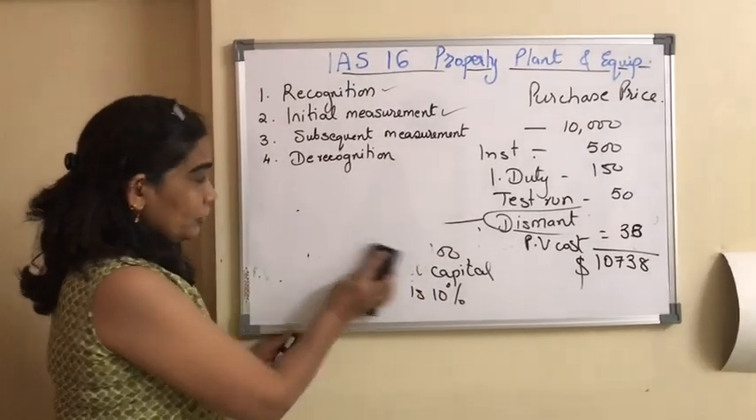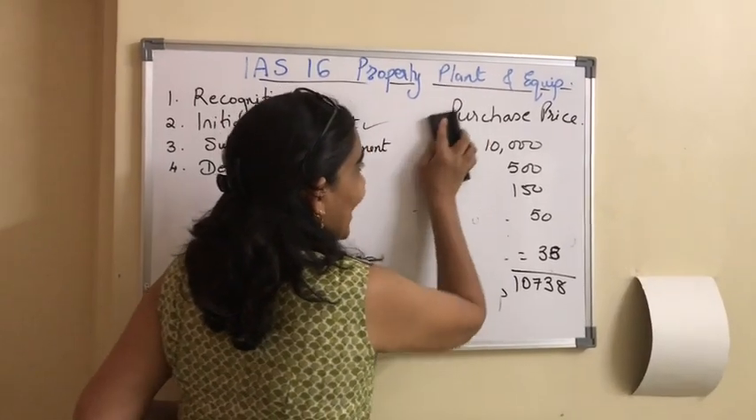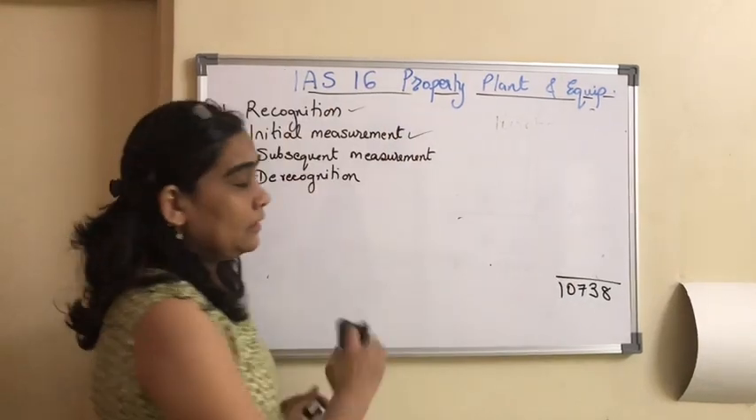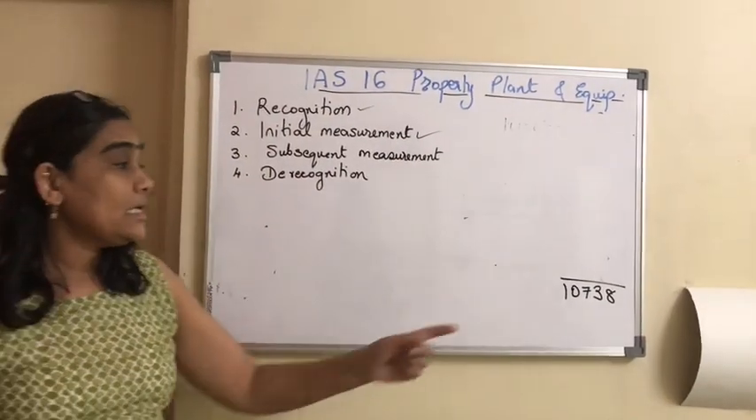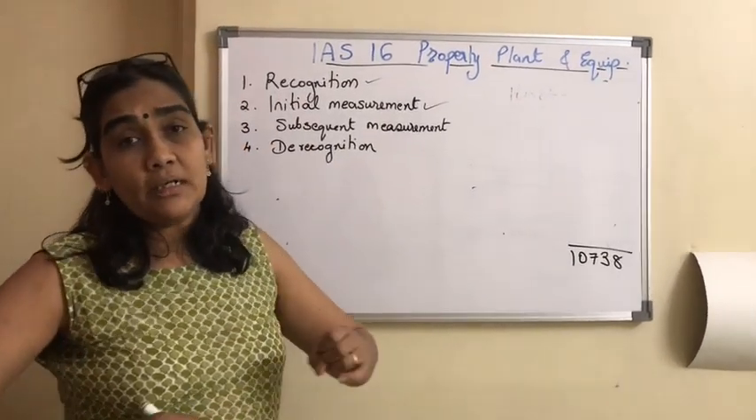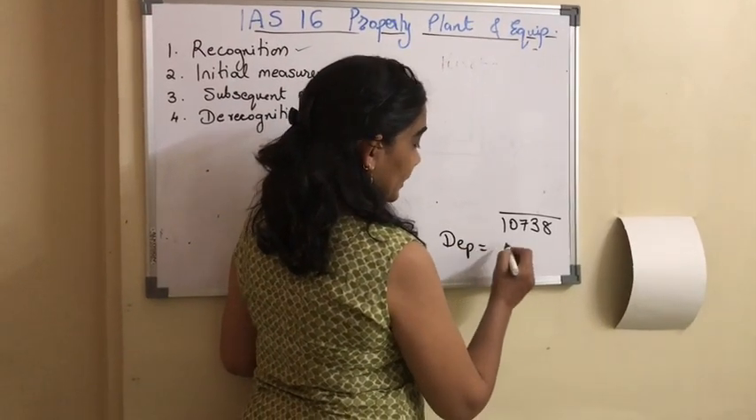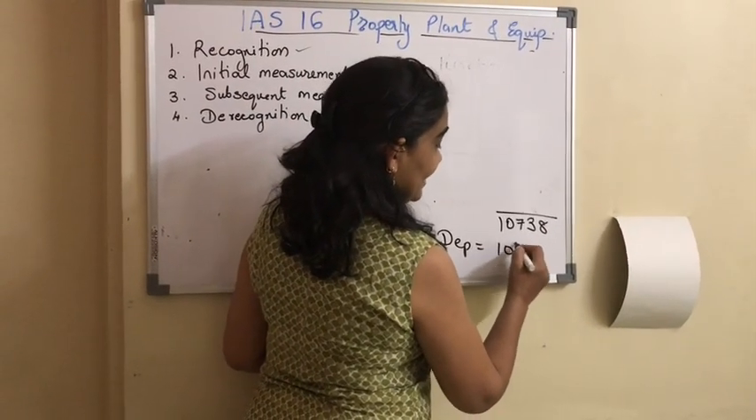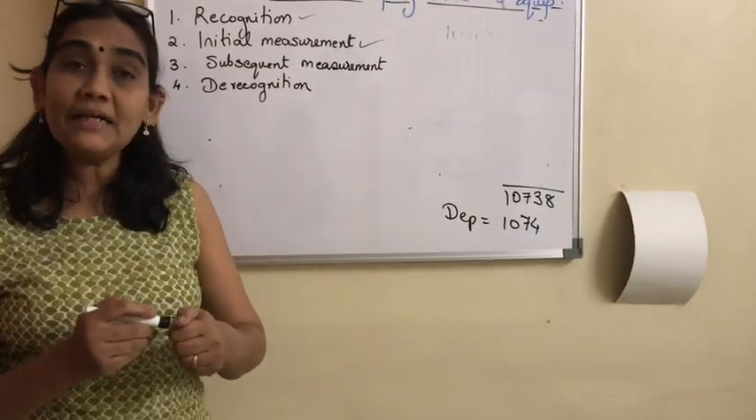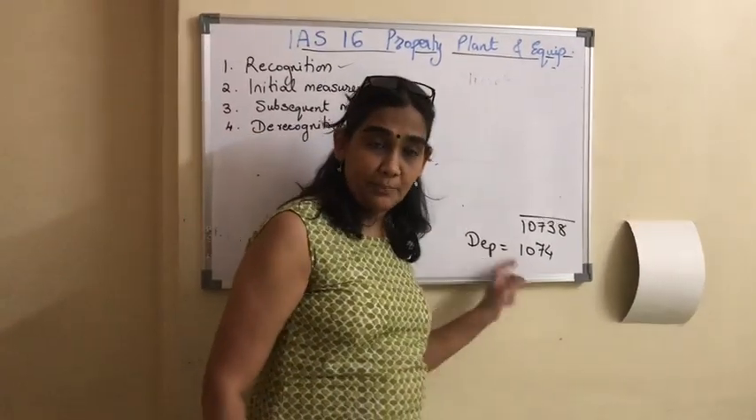Now let's go to the third point, that is subsequent measurement. As I said, the life of the asset is 10 years. Using straight line method, depreciation is calculated. So depreciation would be 1,074. So every year you would be charging this amount as depreciation.